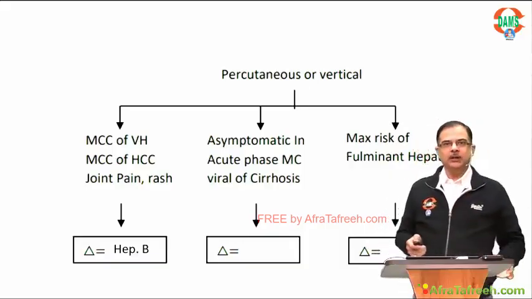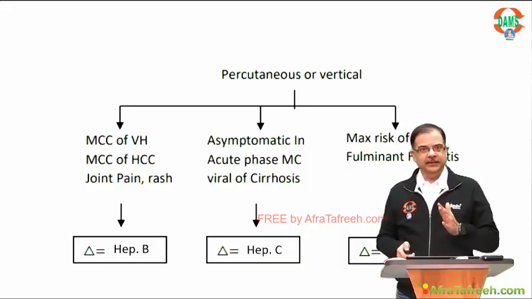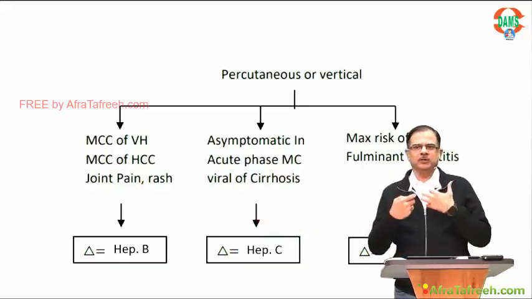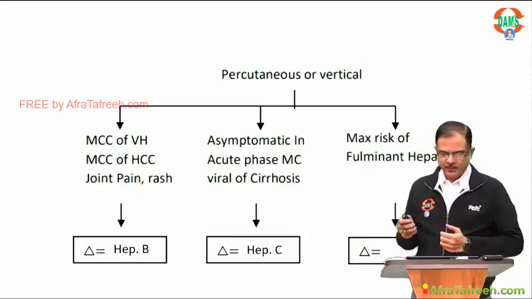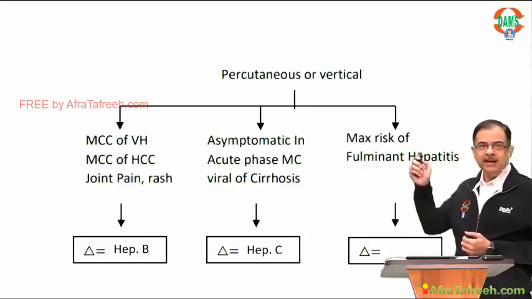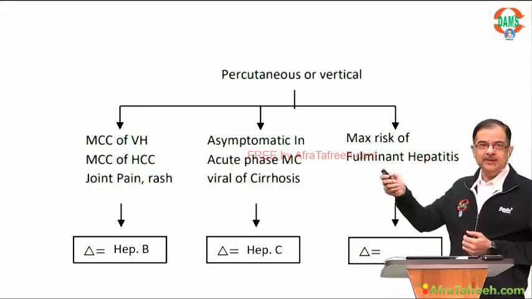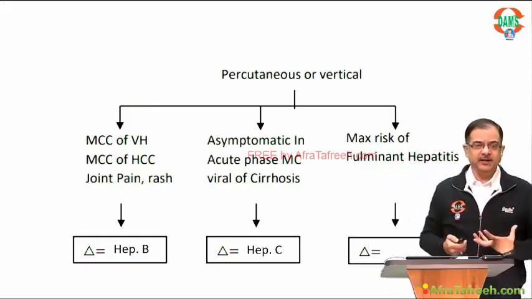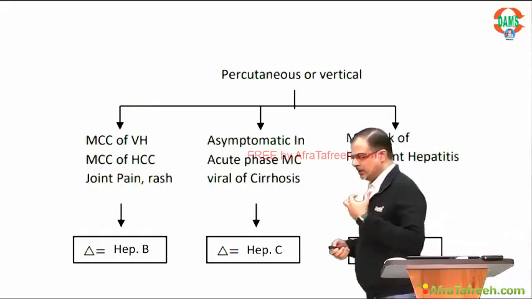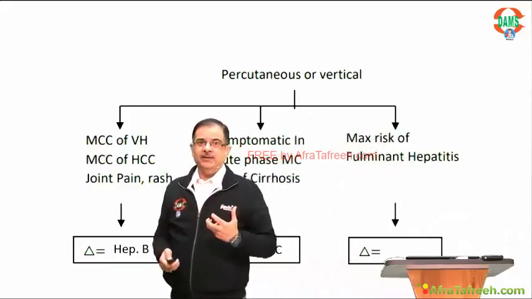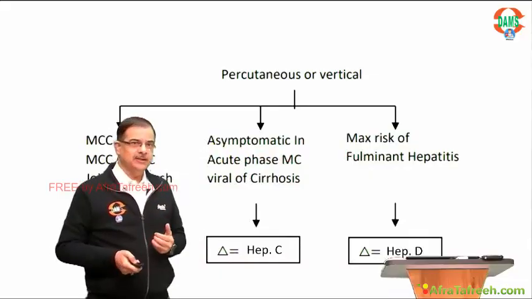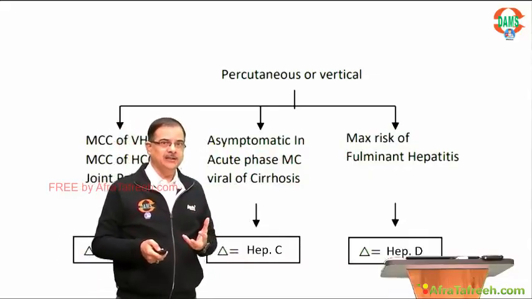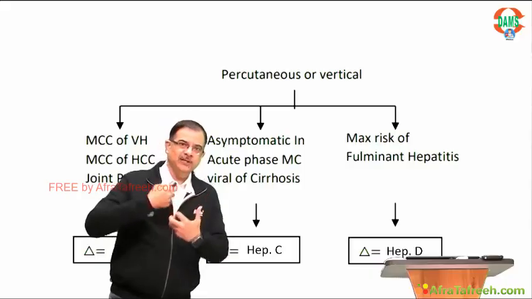So this is a case of hepatitis C. Patient first time comes with hepatitis C only because of cirrhosis. While maximum risk of fulminant hepatitis, patient comes with fulminant hepatitis. So the risk is maximum when there are 2 viruses in the body. So 2 viruses means hepatitis D is the answer, because hepatitis D always comes with hepatitis B.